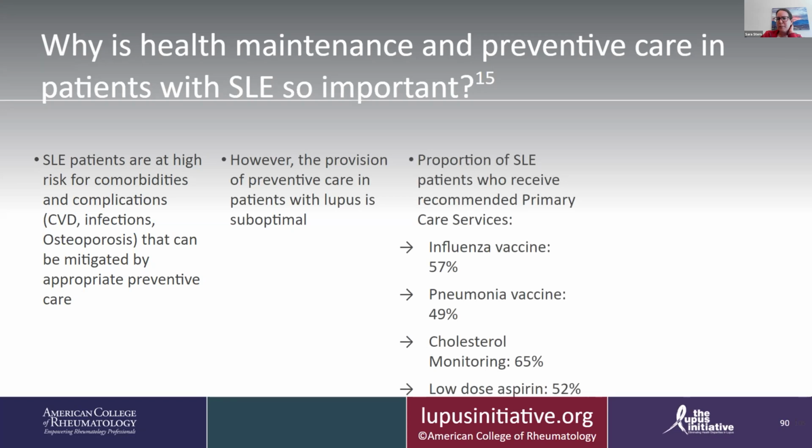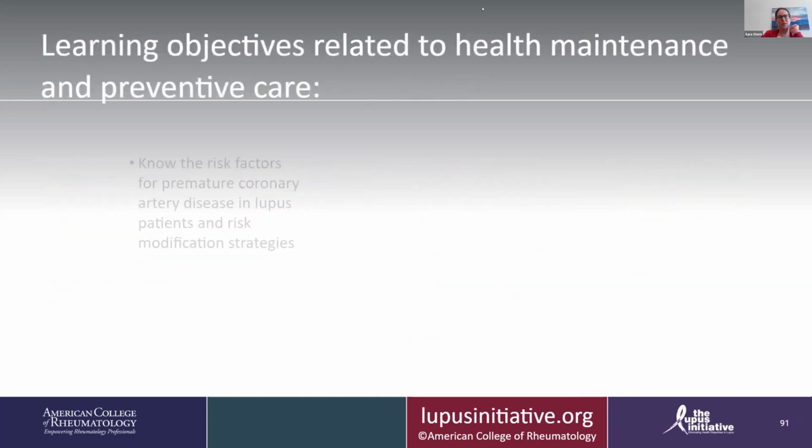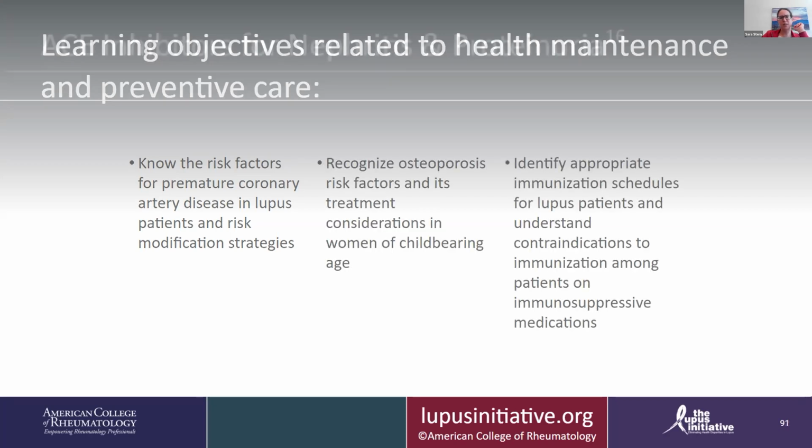Vaccines are important. Low dose aspirin is a little bit controversial, whether it prevents clots or not, just like in the over 50 population. I would defer to what the individual rheumatologist tells the patient, and cholesterol monitoring. And remember that more severe disease happens in younger patients, uninsured patients, and patients that don't have primary care doctors, which is a lot of our patients. So know the risk factors for premature coronary artery disease. We'll talk about osteoporosis and vaccines.